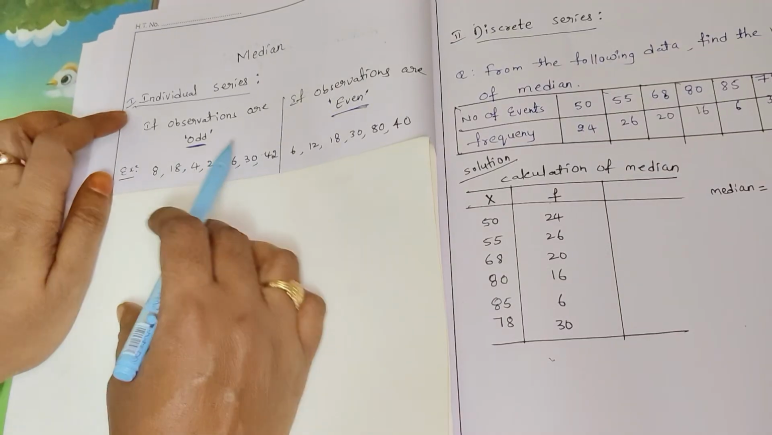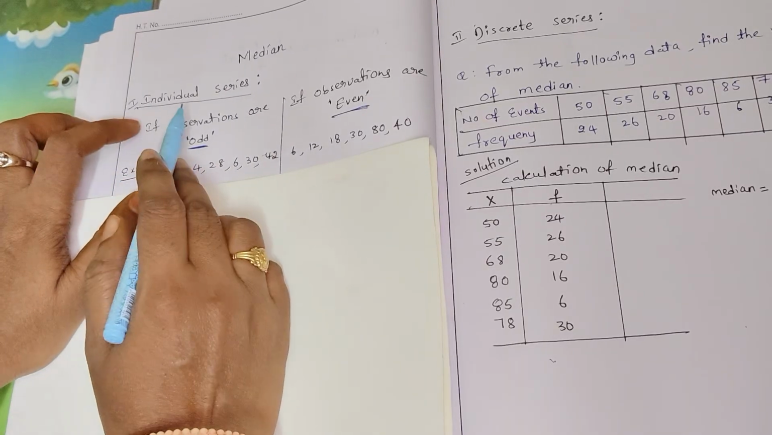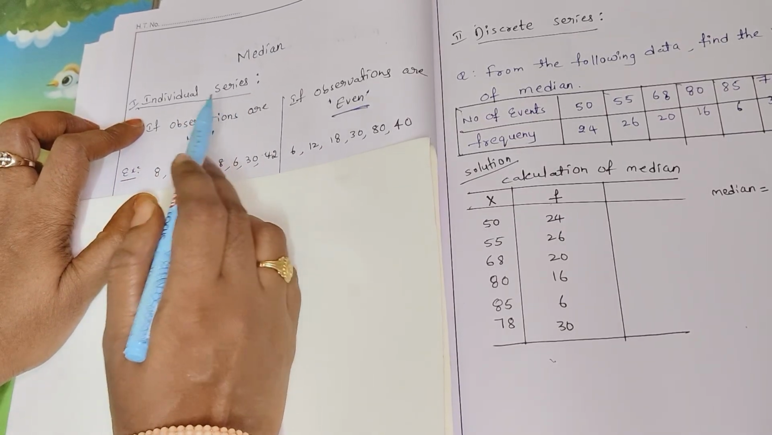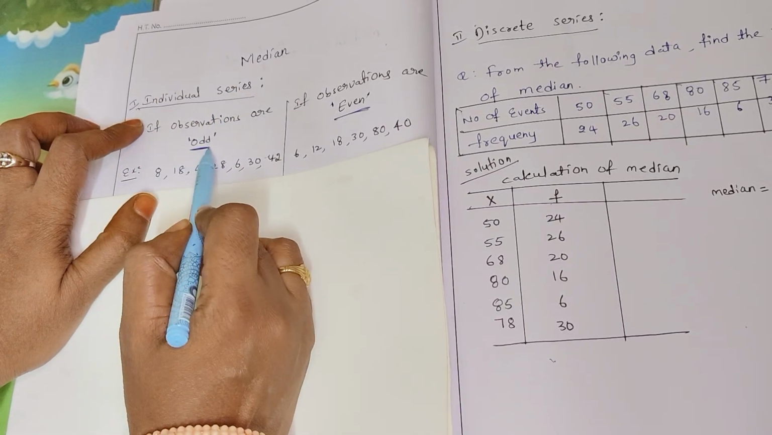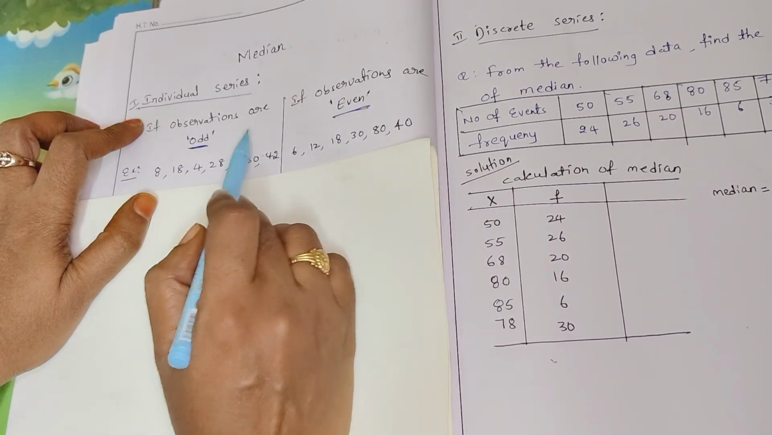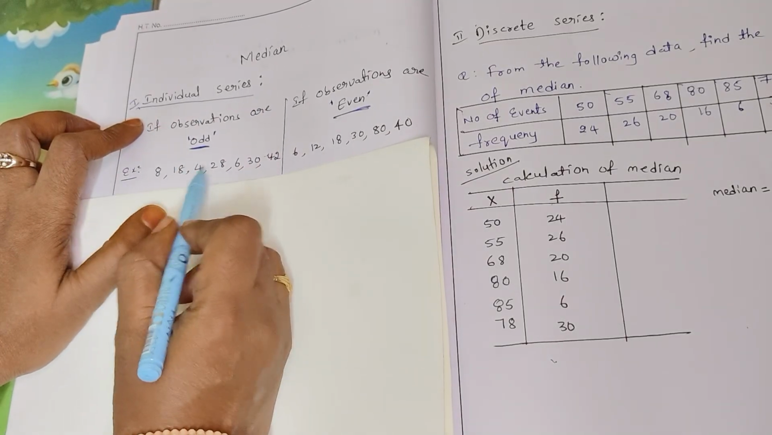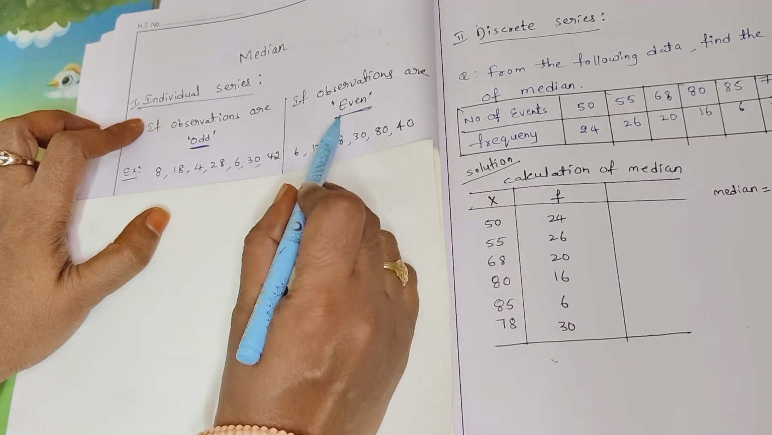In median, the first series is individual series. So how to identify individual series? If there are no frequencies, only observations, then it is individual series. If observations are odd, if observations are even, so we have two types of problems in individual series. See, 1, 2, 3, 4, 5, 6, 7. 7 is an odd number. Here 1, 2, 3, 4, 5, 6. 6 is an even number.